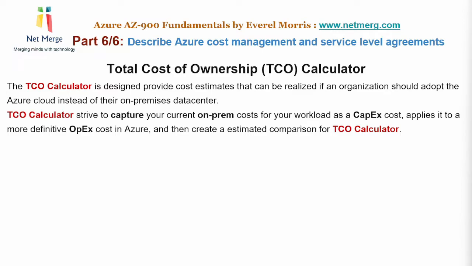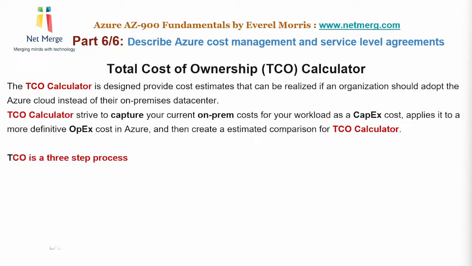You also want to capture your workload. What are you doing? What type of database resource would you need? What kind of computing power would you need? So you'd have to sit down and get all those trivial costs, what it says are CapEx costs, and apply them to a more definitive OPEX cost. So you want to do that, and the TCO calculator is what you would use to do that.